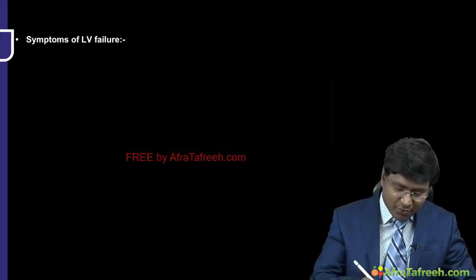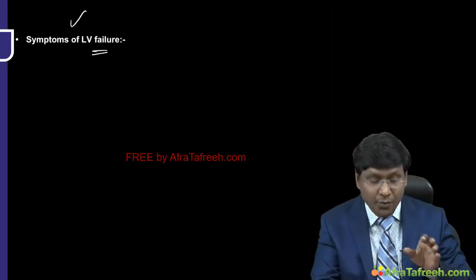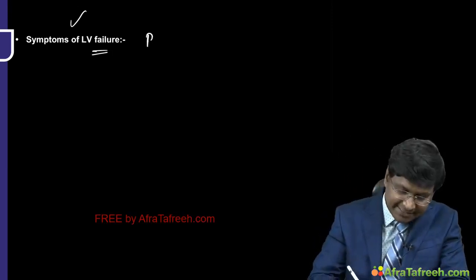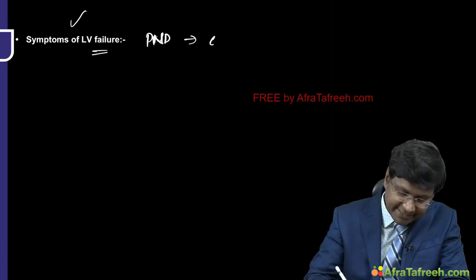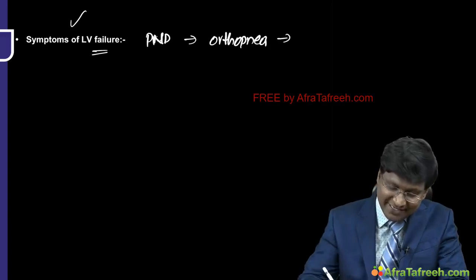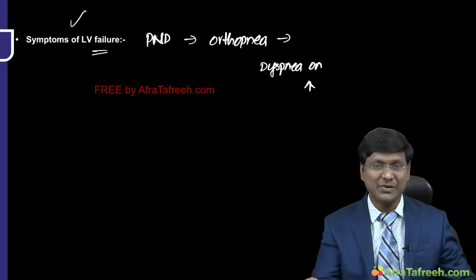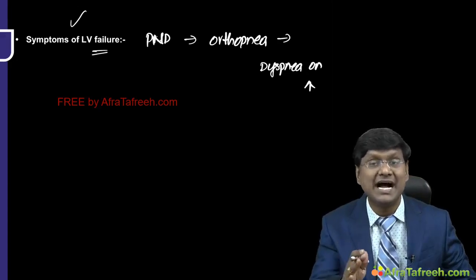Now, at one point of time, there will be development of LV failure, wherein you have the symptoms of LV failure. What will be that? There can be paroxysmal nocturnal dyspnea, and subsequently they can have the development of orthopnea, and subsequently they will have dyspnea on exertion as well as dyspnea at rest. So this is what happens as the disease advances.